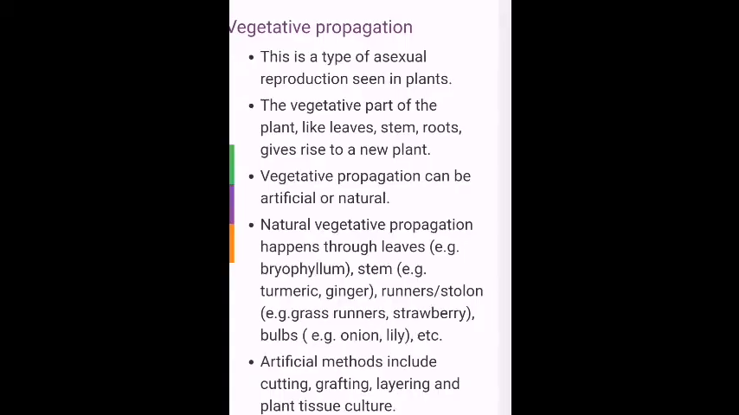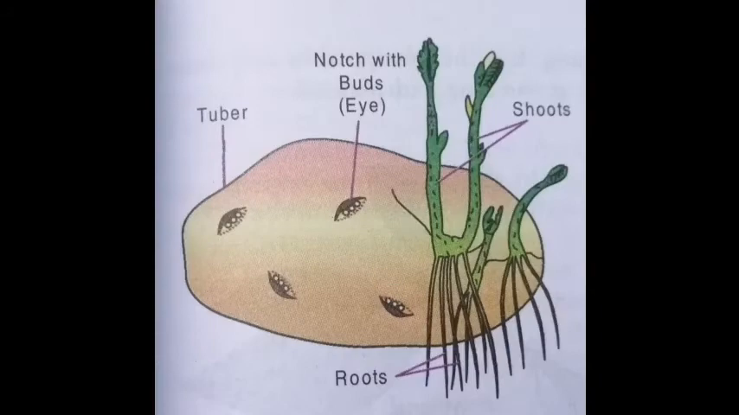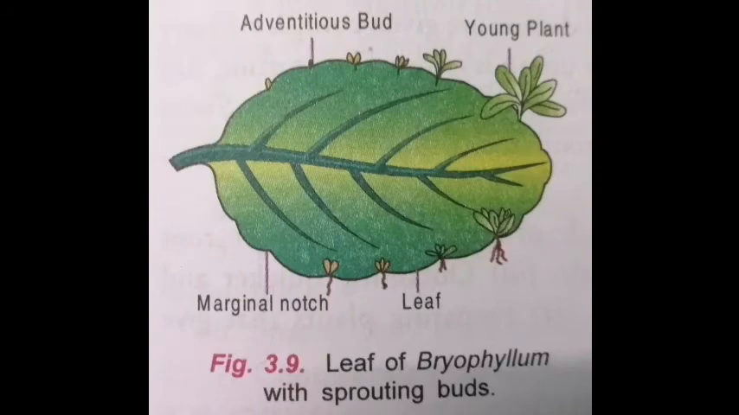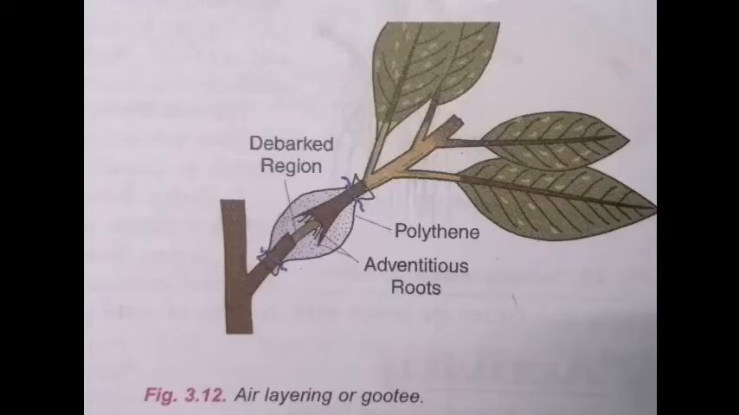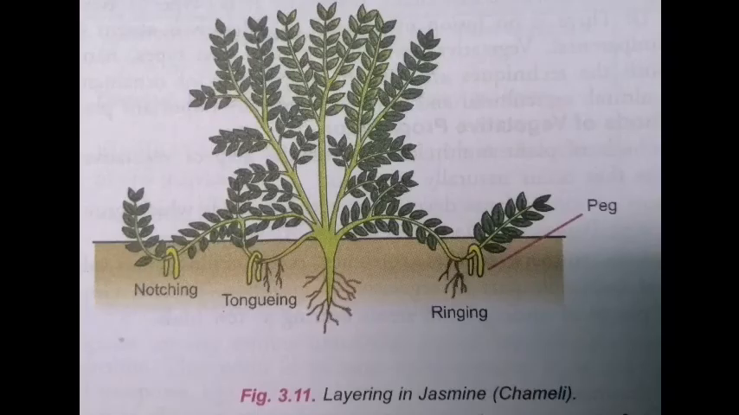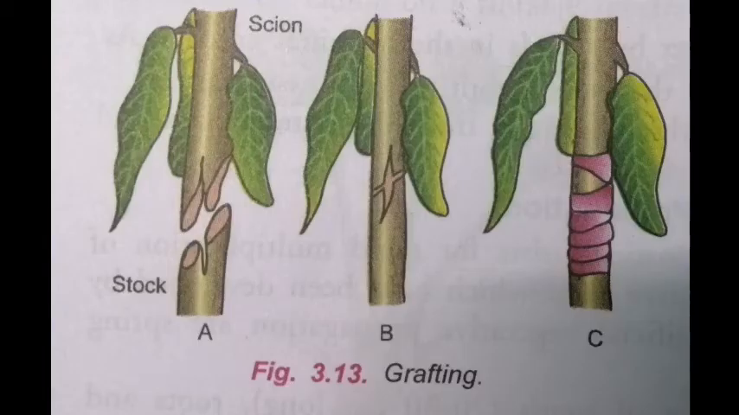And the next is vegetative propagation. This is a method of asexual reproduction in which from some part of the plants like leaves, adventitious roots, stems, etc., buds arise and develop into new plants. And there are some artificial methods of vegetative propagation also. They are layering, grafting, etc.